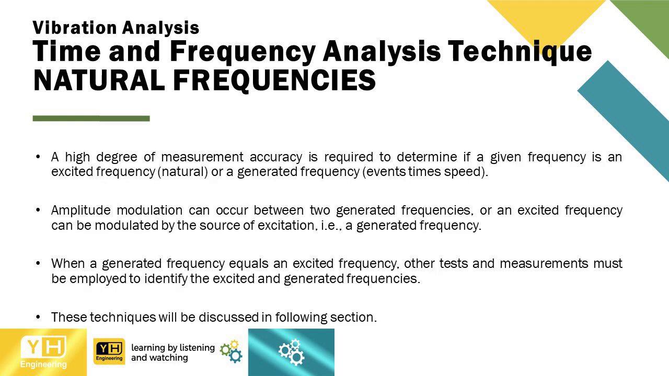A high degree of measurement accuracy is required to determine if a given frequency is an excited or natural frequency, or a generated frequency, or events times speed. Amplitude modulation can occur between two generated frequencies, or an excited frequency can be modulated by the source of excitation, that is, a generated frequency. When a generated frequency equals an excited frequency, other tests and measurements must be employed to identify the excited and generated frequencies. These techniques will be discussed in the following section.